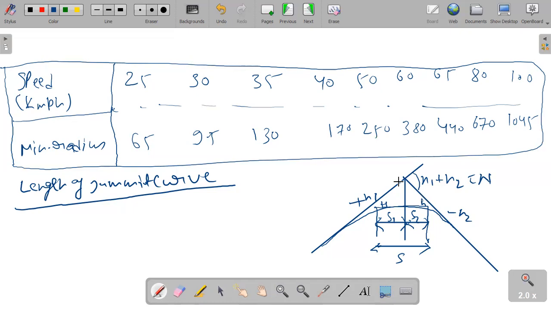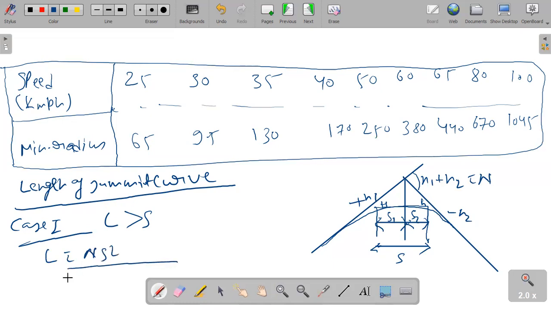So to find the length of summit curve, we'll have two conditions. First is when the length of curve exceeds the required sight distance, and case two is when the length of curve is less than the required sight distance. We'll discuss both conditions. Case first, when length of curve is greater than sight distance, we'll have the formula L is equal to nS square upon 2 times under root H plus under root small h, whole square.